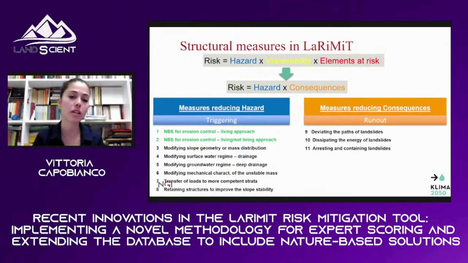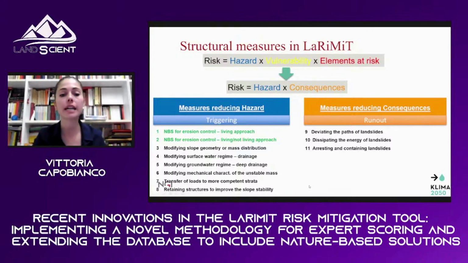So going back to the definition of landslide risk, we group the mitigation measures in two main groups, first of all. So measures reducing the hazards, the blue ones, and measures reducing the consequences. Those reducing the hazards are acting on the triggering, while those reducing the consequences are acting on the runout. And then you see 11 categories. The first two are in green because they are the new ones, let's say, the NBS that we have recently introduced, these nature-based solutions, which I will talk about later.